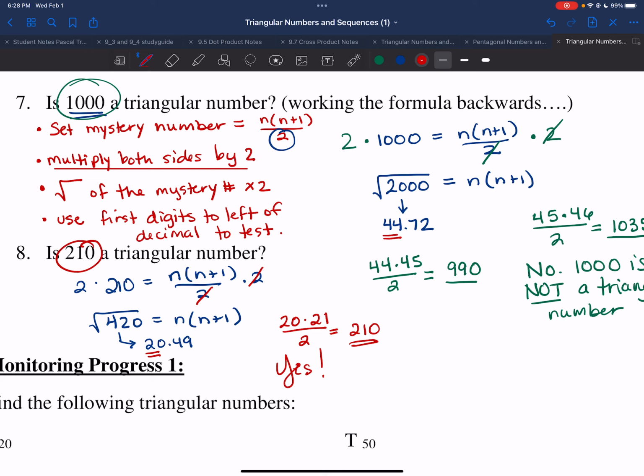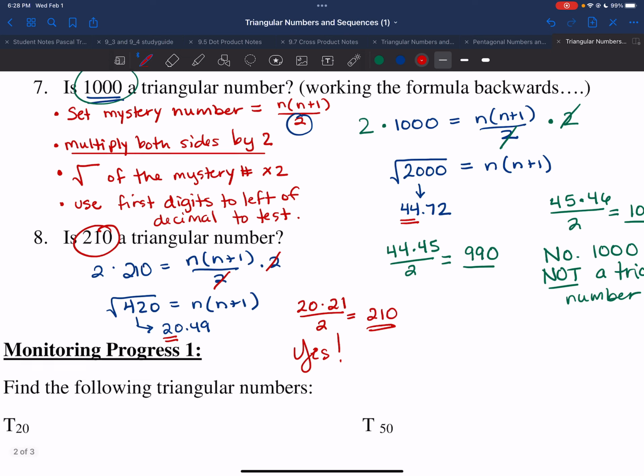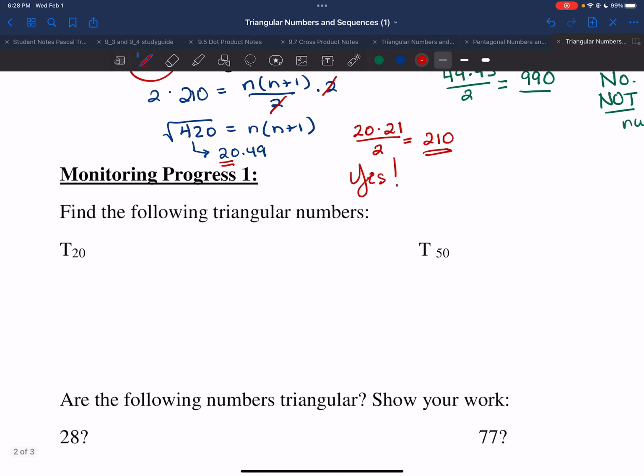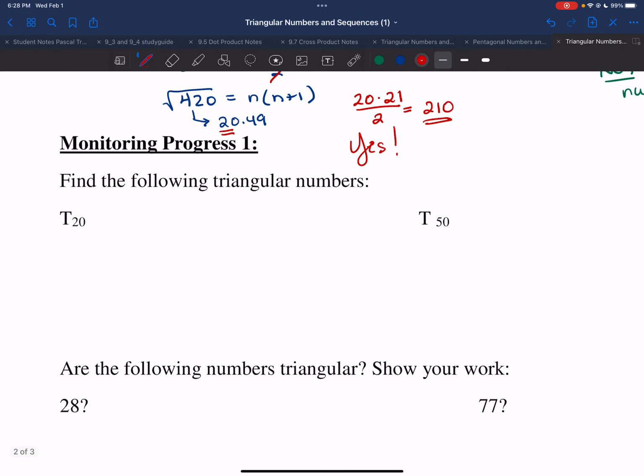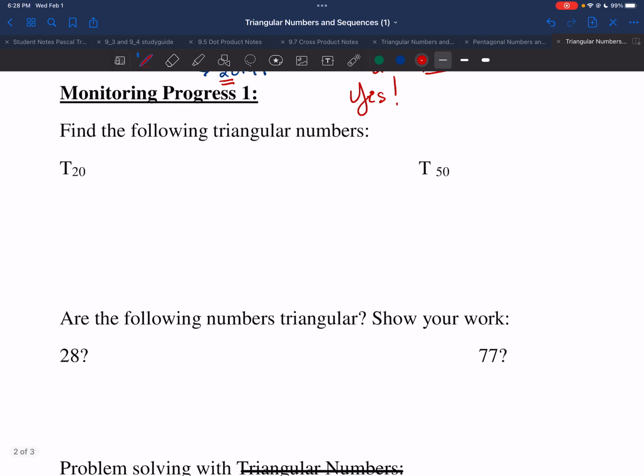Now, taking the square root is not really an official mathematical move. It is a shortcut to get you the information that you need. The lesson is not about completing the square nor using the quadratic equation. So we're using a shortcut to get the information that we need fairly quickly. Okay, so here's monitoring progress. I want you guys to go ahead and go through this on your own and see how you can do. I will go ahead and film this in another video, and we'll take a look at problem solving with triangular numbers in a separate video.